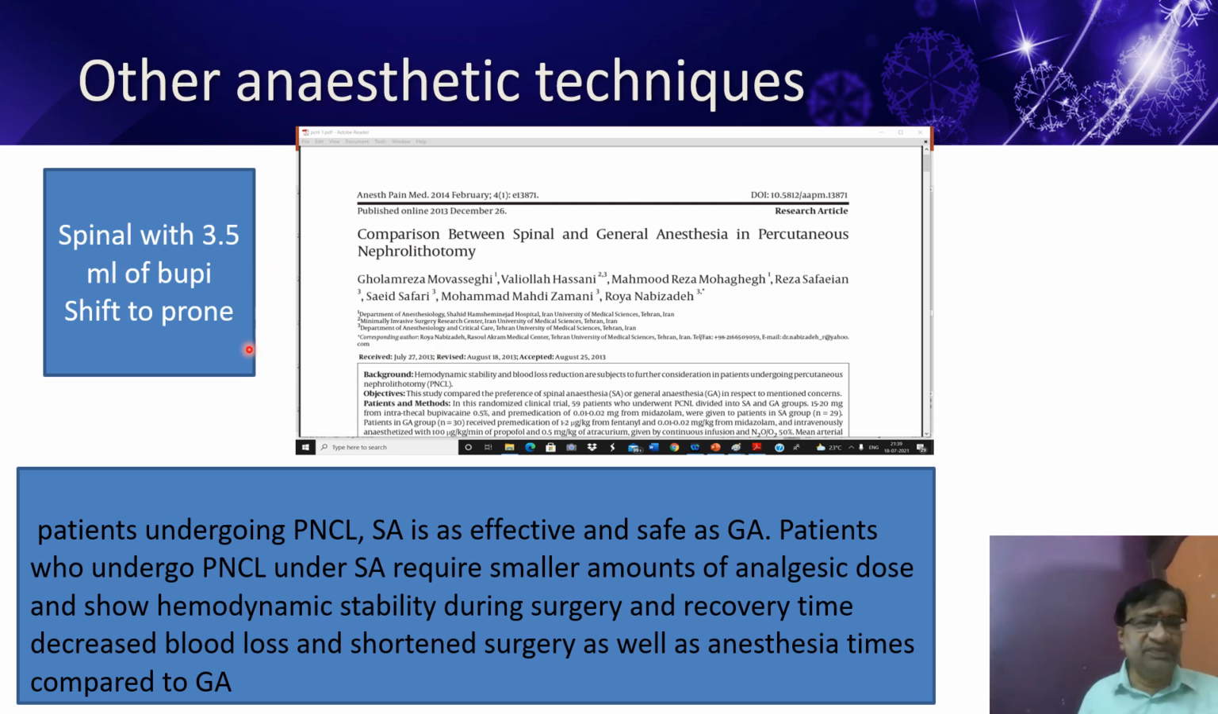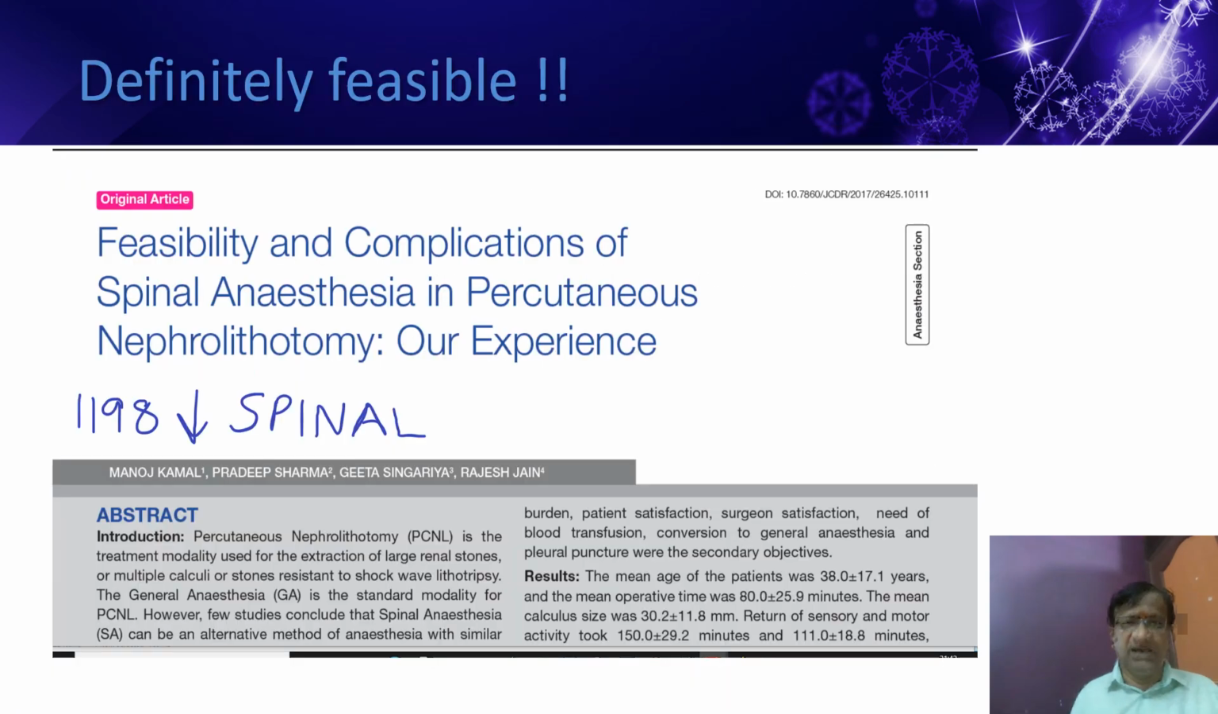Spinal with 3.5 ml bupivacaine and shift to prone. SA is as effective as GA. Patients who undergo PCNL may require smaller amounts of analgesics, with better hemodynamic stability, good recovery time, decreased blood loss, shortened surgeries, everything is fine. And this is not simply simple; this is 1,200 patients they have done. Feasibility and complications of spinal anesthesia.